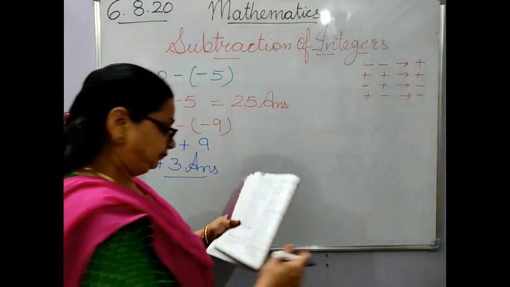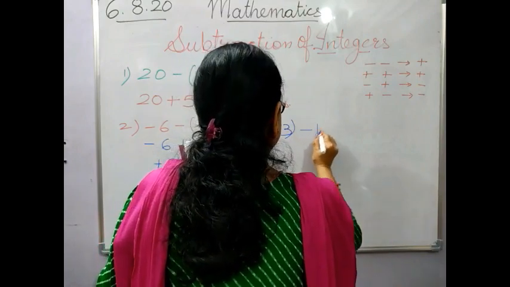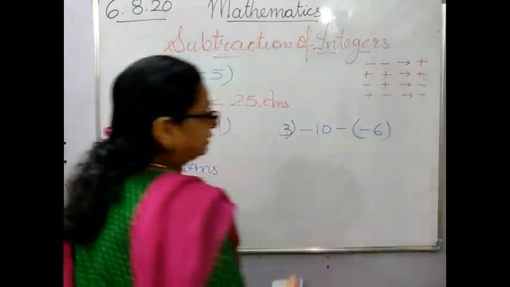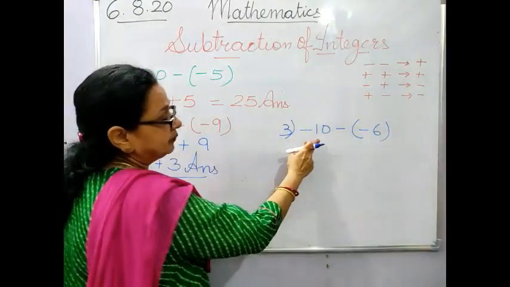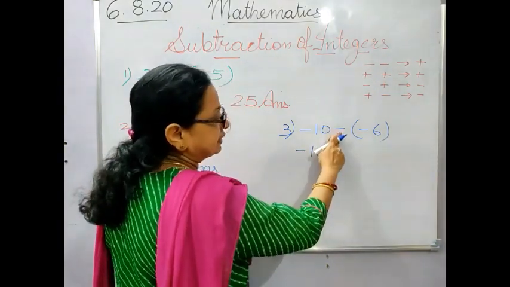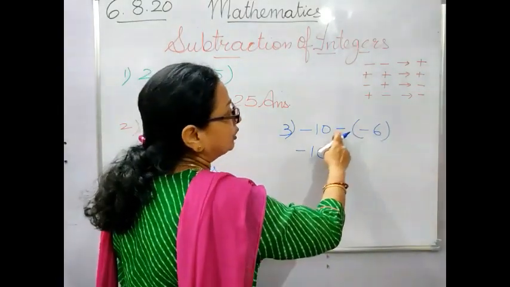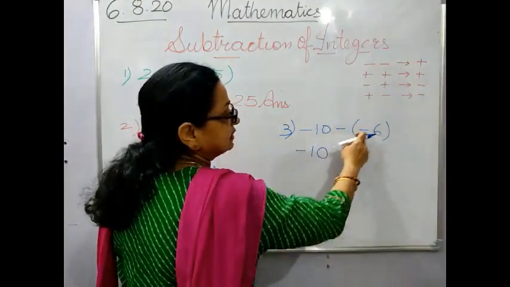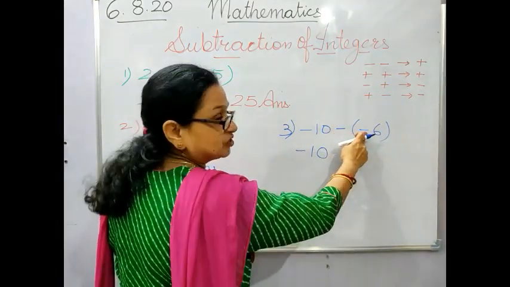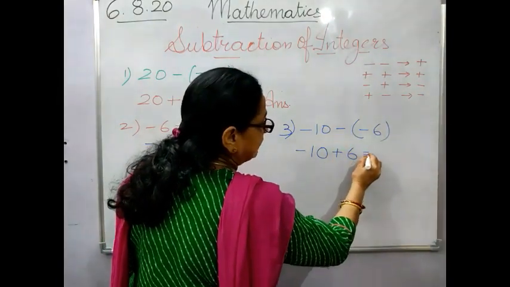Another example. Third example. Minus 10 minus 6. Again we'll start solving from here. No brackets, so we'll bring this number down. Now see here, outside the bracket it is minus, inside it is minus. And I told you when there are two minus signs, they will become plus, or we can say that this minus will change this into plus.